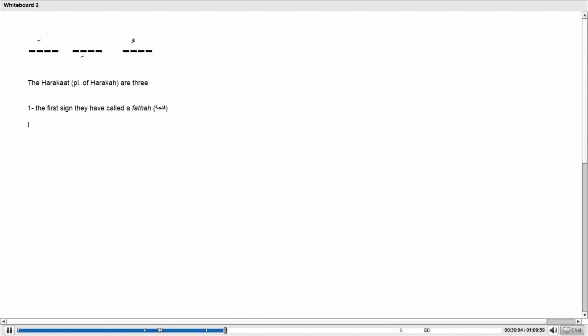The first sign they have called what? The signs which represent the mouth movements. So they gave that name on what? On the signs itself. Okay? Don't say the movement, because the movement is not the study of Arabic, sarf or nahw. But what is meant is the sign itself. The first sign they have called a fatha.